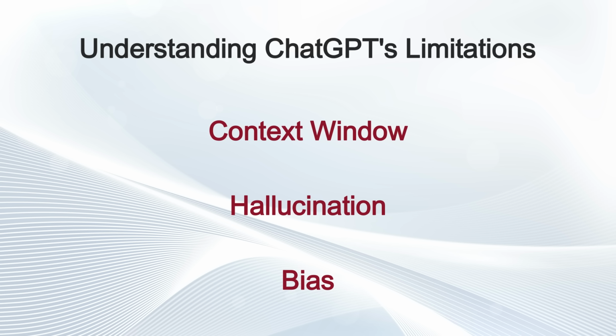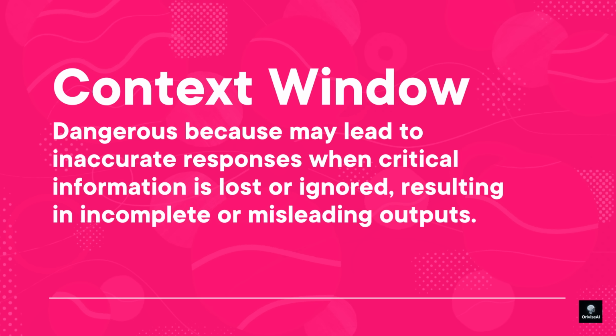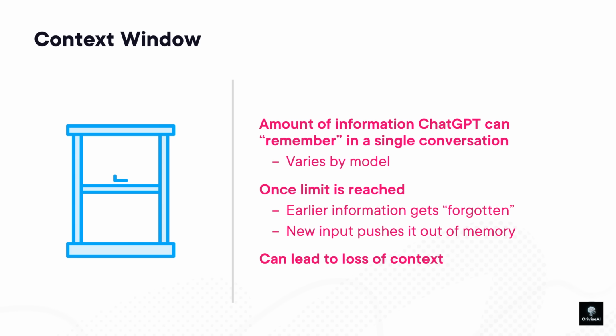Understanding ChatGPT's limitations. ChatGPT is really great and powerful, but there are a few limitations that you need to take into account because they can be anywhere from an inconvenience to getting you into trouble. Let's start with the context window, which defines how much information ChatGPT can keep in mind during a conversation. This limit varies by model. When it's reached, new input causes older parts to be forgotten. If important details are lost, the response may become inaccurate or incomplete, since ChatGPT no longer has all the relevant context.